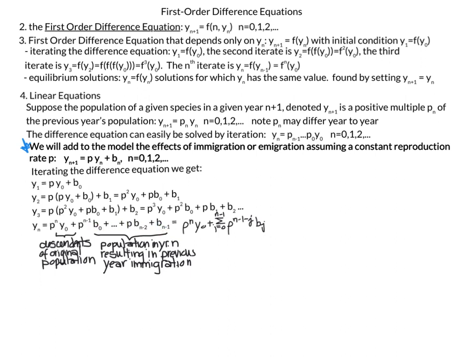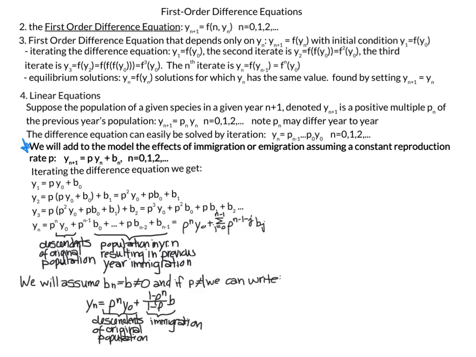And our formula can be written as ρ^n y_0 plus the summation from j = 0 to n-1 of ρ^{n-1-j} b_j. We are going to make another simplification. Yay, sophisticated and then now simple. So we will assume that b_n is equal to b. In other words, the immigration rate doesn't change year to year, and that it's not equal to 0. Now, if ρ also does not equal 1, we can write our equation as y_n = ρ^n y_0, again the descendants of the original population, plus (1 − ρ^n)/(1 − ρ) times b.